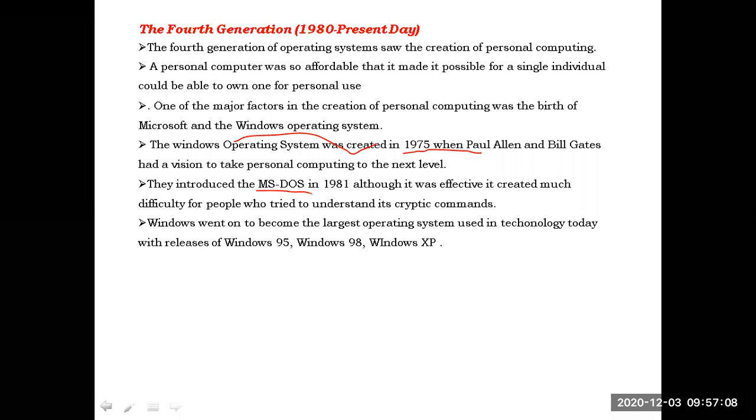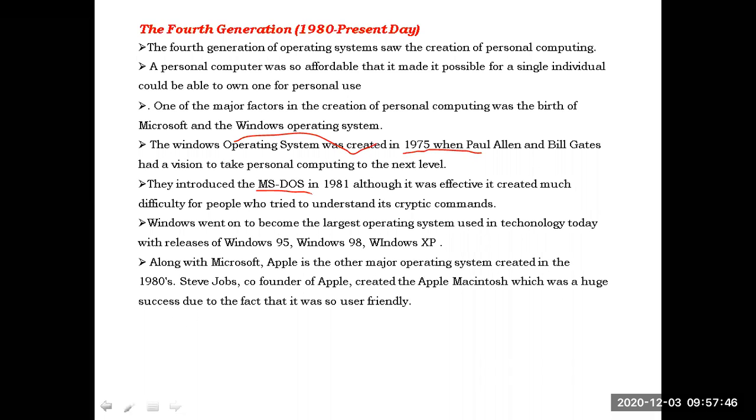Later, many developments were made in the Windows operating system. After MS-DOS, Windows 95 was released. Windows 98 came. Windows XP, Service Pack 2, Windows 7, Windows 8, Windows 10. Currently we are using Windows 10 also. With the invention of the Windows operating system, the use of personal computers tremendously increased.